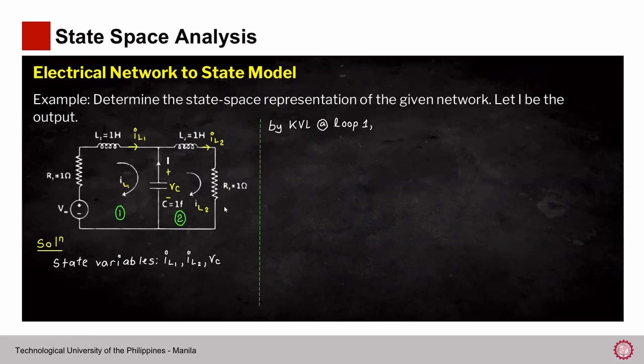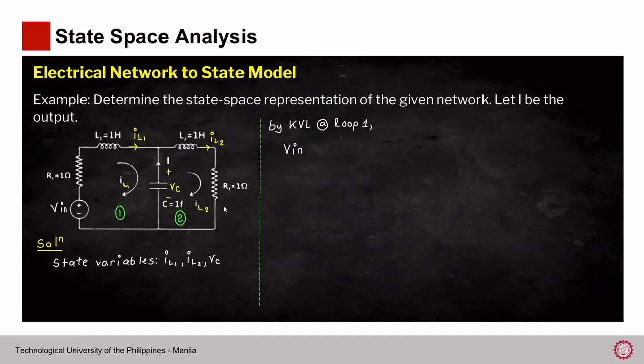This is V in. It's a little bit unclear, so let me fix this. Let's say this is V in, and the output is the current I. So we have V in, by KVL.